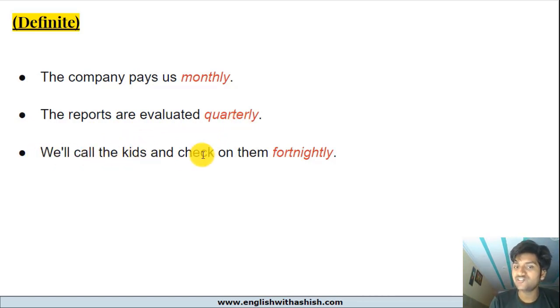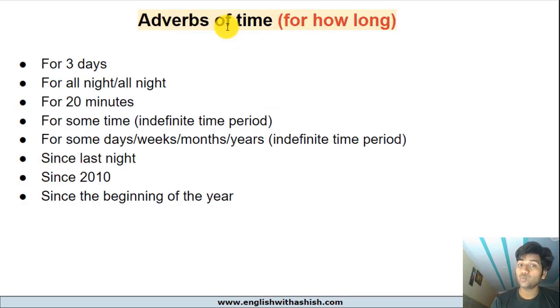We'll call the kids and check on them fortnightly. We will call the kids and do something, check on them. How often? Fortnightly, once in every 15 days. So it's talking about a particular frequency. Once in every month, once in every 15 days, once in every 3 months, once in every year, right? Fixed frequency.